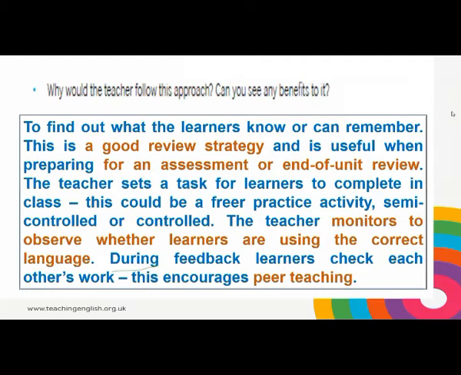This could be a free practice activity, semi-class. This could be a free, controlled or controlled. The teacher, I'm sorry, the teacher monitors to observe whether learners are using the correct language. During feedback, learners check each other's work. This encourages peer teaching.